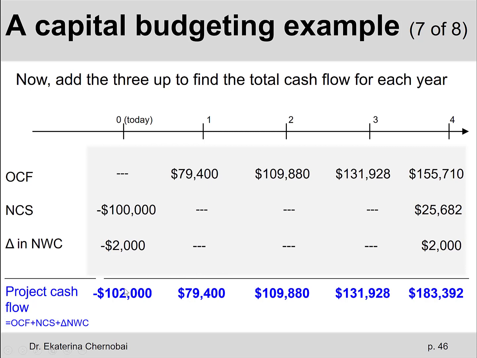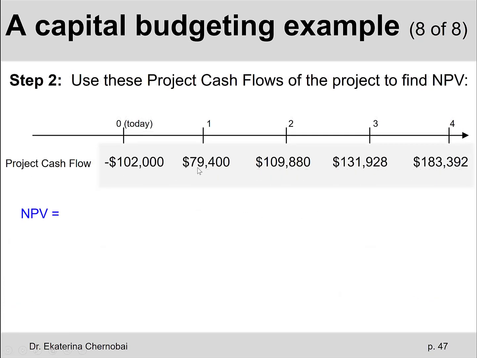Okay, so we have our project total cash flows. So year 0, negative $102,000. Year 1, $79,400. Year 2, $109,880. Year 3, $131,928. In year 4, it's the sum of $155,710, $25,682, and $2,000, which combined give a total project cash flow equal to $183,392. What do we do with them?